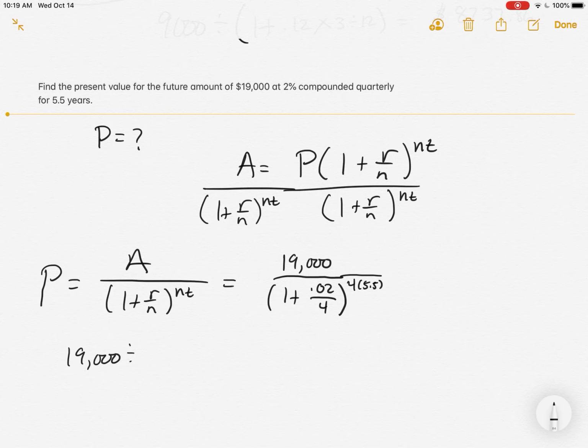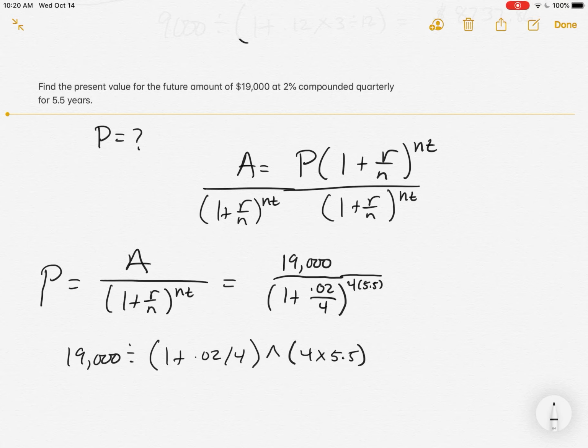19,000 divided by, we'll do this together, 19 and 3 zeros, divided by, and then in parentheses, we want to do 1 plus 0.02 divided by 4, close the parentheses, and we're going to raise that to the power, and we should do that exponent before it does the division, so I think we'll be okay. Raise it to, that's my symbol. You may have a y to the x. Make sure you use an open parenthesis since we haven't figured out the product 4 times 5.5.